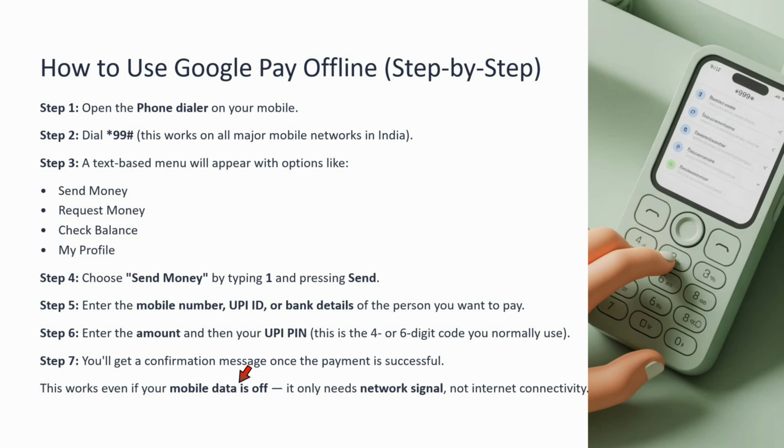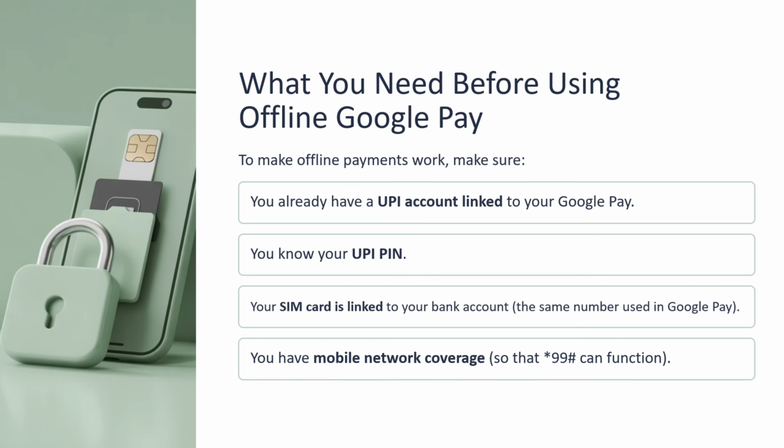This works even if your mobile data is off. It only needs a network signal, not internet connectivity. What do you need before using offline Google Pay? To make offline payments work, make sure you already have a UPI account linked to your Google Pay. You know your UPI PIN. Your SIM card is linked to your bank account, the same number used in Google Pay. You have mobile network coverage so that *99# can function.